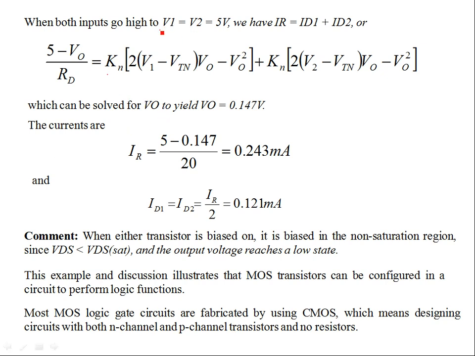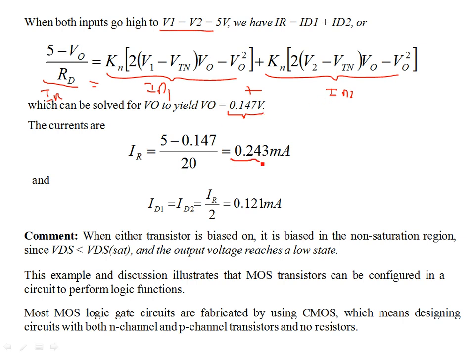When both transistors are on, you see V1, V2 is 5 volts. Then you have to consider two non-sat currents and add them up, because ID1 plus ID2 is precisely equal to IR. This is equal to IR, and IR is VDD minus V naught over RD, which can be solved again. It's a quadratic in V naught, so you solve it for V naught such that V naught is not in the saturation region, it's non-sat, so it's a small value, and this gives IR as 0.243 milliamps.